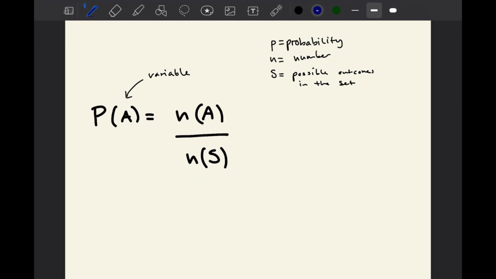So for example, the easiest is an example with a die. You have a 6-sided die. There's only one side with a 6, and there's 6 sides total, so your probability of rolling a 6 is equal to 1/6, right? Because you have one side with a 6 and you have 6 sides total.